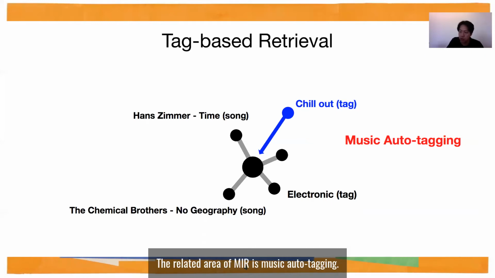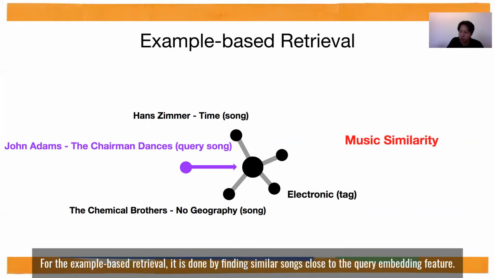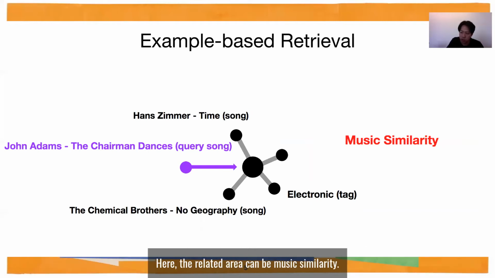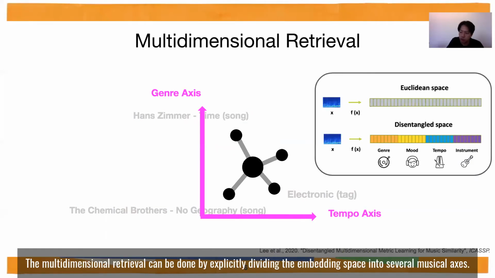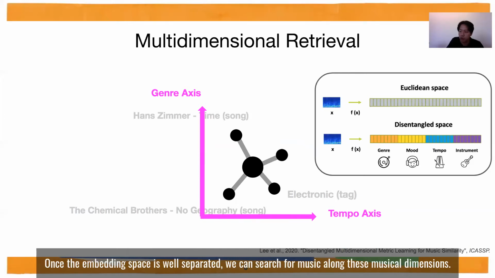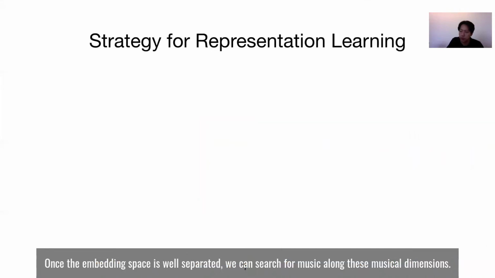The related area of MIR is music auto-tagging. For the example-based retrieval, it is done by finding similar songs close to the query embedding feature. Here, the related area can be music similarity. The multidimensional retrieval can be done by explicitly dividing the embedding space into several musical axes. Once the embedding space is well separated, we can search for music along these musical dimensions.